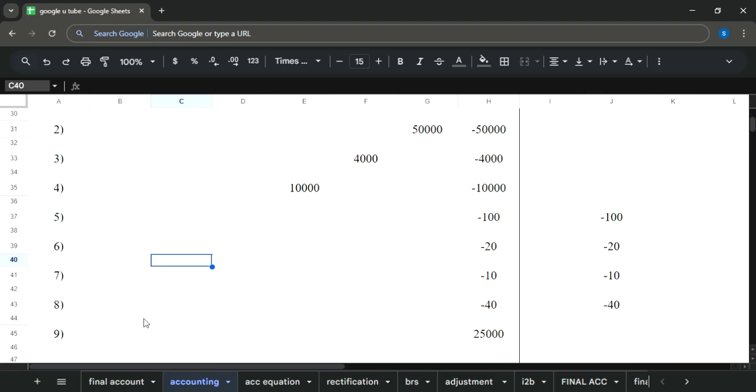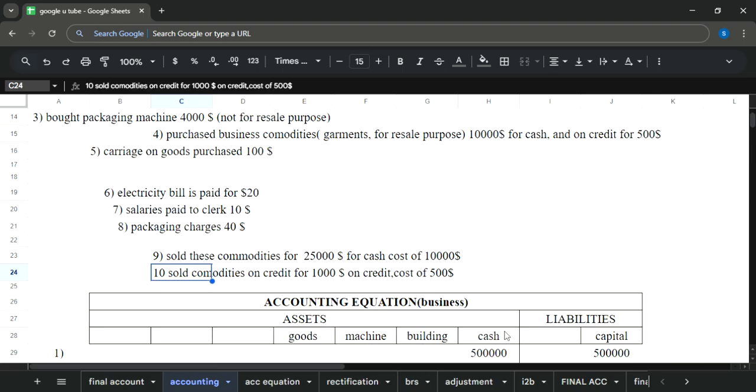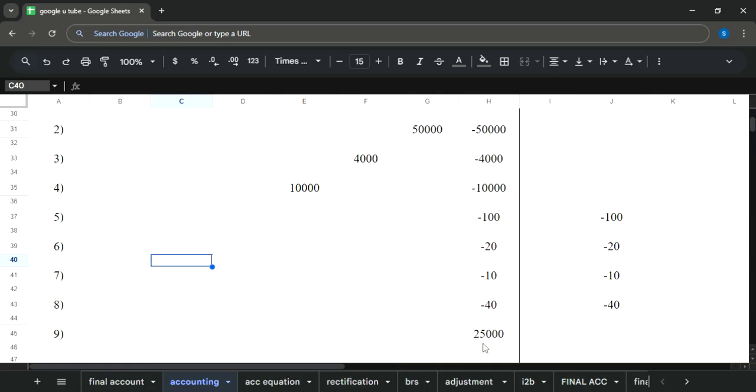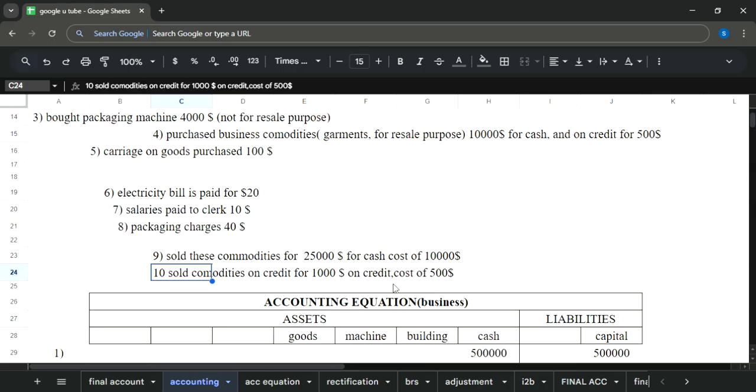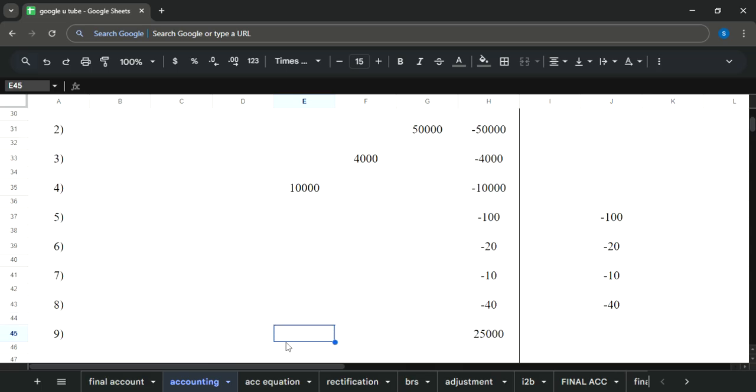It was number 9. So what we were saying, sold these commodities for cash. Cash is coming in for 25,000. And secondly, what happened? When you sell these commodities, goods will go out. The commodities which we have purchased have gone out. It means here we have goods, these commodities of worth rupees 10,000. We will put a minus sign, they have gone out. This is your 9th transaction.